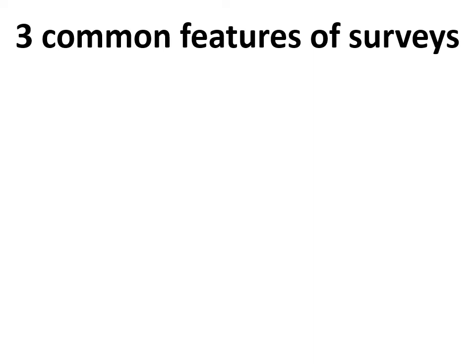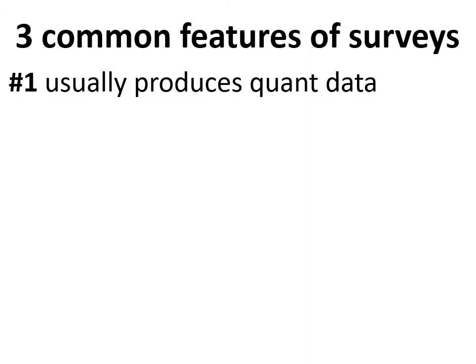Surveys. So the procedure of conducting a survey, so using a survey questionnaire or a survey instrument to collect your data, regardless of who your sample or your population is, tends to have 3 common features. The first is that most of the time, the data that you get from a survey is quantitative data. It is not qualitative data. The only time it might be qualitative is if there is an open-ended question on the survey.